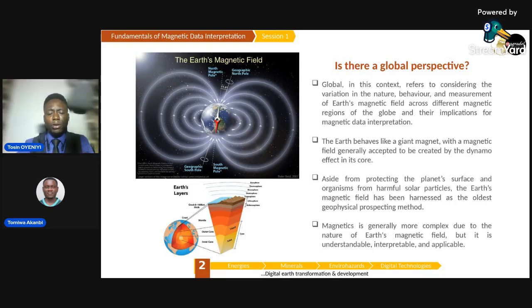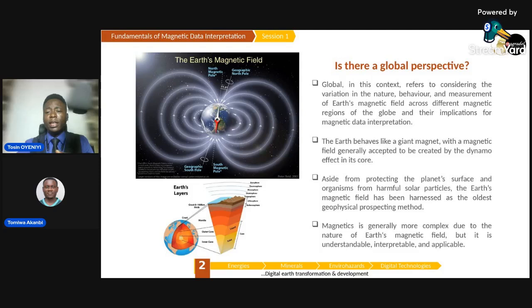Lower left hand side, you can see the image showing the internal structure of the earth. From the surface, you have the crust. After the crust, you have the mantle, the approximately concentric layer. From the mantle, you have the core of the earth. Within the core is where there is that dynamo effect that is leading to the generation of a magnetic field around the earth, which makes the earth behave like a giant magnet.